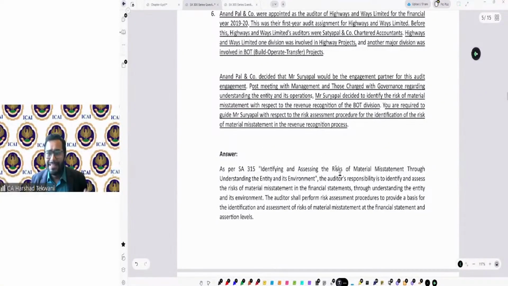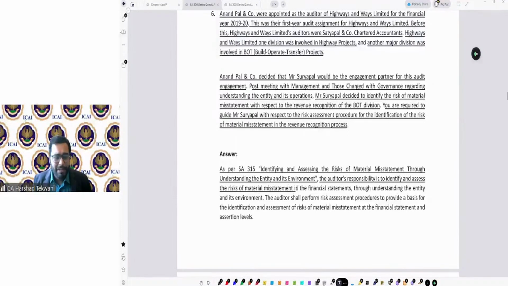Number one, whenever I start writing the answer, I will quote whatever provision, whatever SA, whatever regulation it is. So, for example, as per SA 315, identifying and assessing the risk of material misstatement through understanding the entity and its environment. The auditor's responsibility is to identify and assess the risk of material misstatement in the financial statements through understanding the entity and its environment. The auditor shall perform risk assessment procedures to provide a basis for the identification and assessment of risk of material misstatement at the financial statement and at the assertion level.